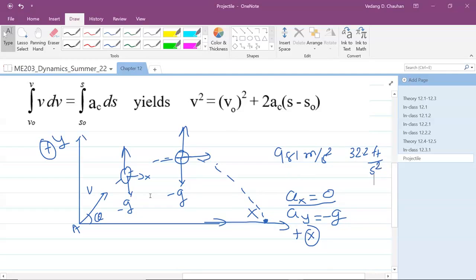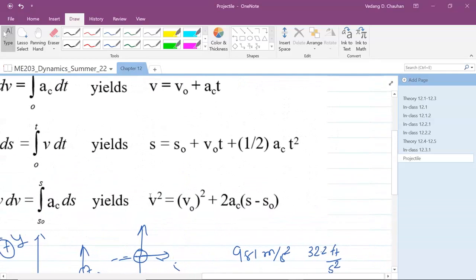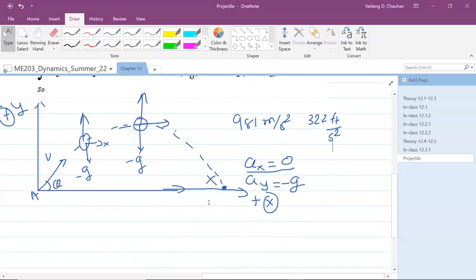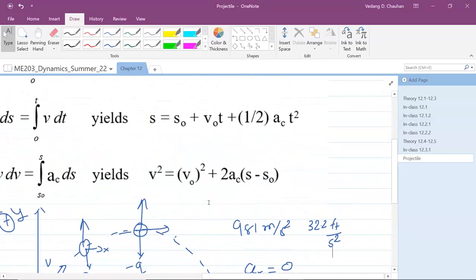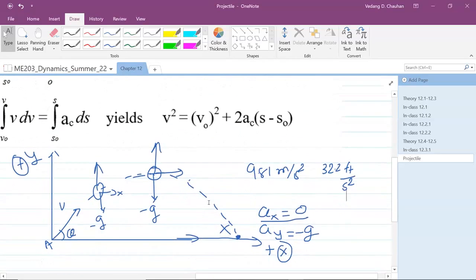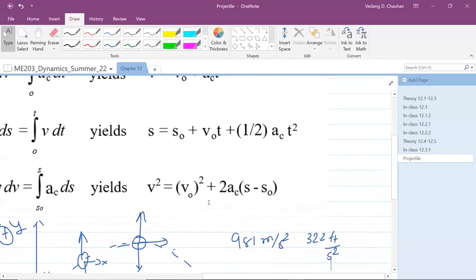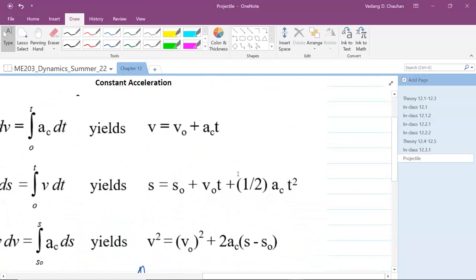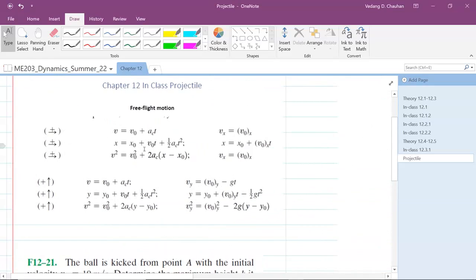or 32.2 feet per second squared in the FPS system. So what we would like to do next is write each one of these equations separately for the x and y coordinates. We break down the motion of the particle along x and y, and for each motion we will write the equations using projectile motion.